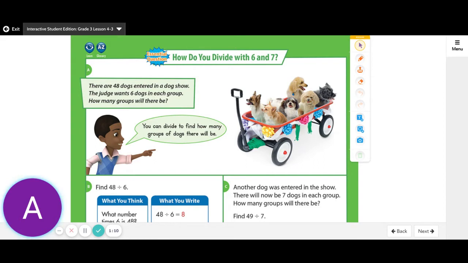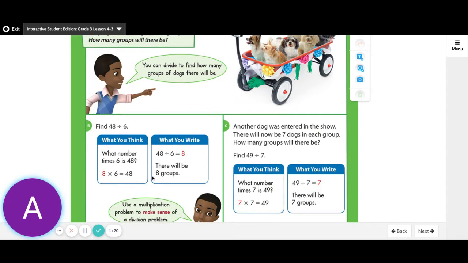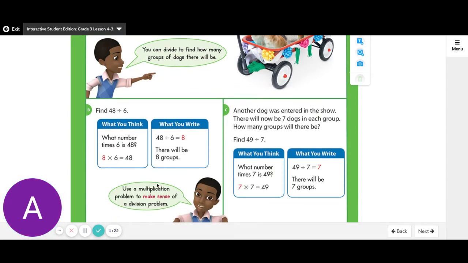How do you divide with 6 and 7? There are 48 dogs entered into a dog show. The judge wants 6 dogs in each group. How many groups will there be? You can divide to find how many groups of dogs there will be. So remember, with division, we start with that biggest number. 48 divided by 6. What number times 6 is 48? I know 8 times 6 is 48, so 48 divided by 6 would be 8. There will be 8 groups.